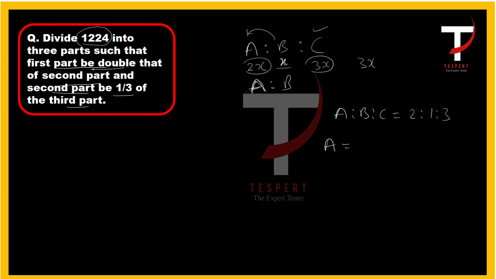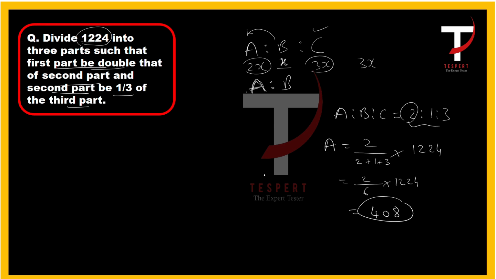So A is equal to, calculate what is the part of A here, as we calculated in the previous slide: 2 by total parts, 2 plus 1 plus 3, into the total value, 1224. So calculate 2 by 6 into 1224, which is equal to 408, right?